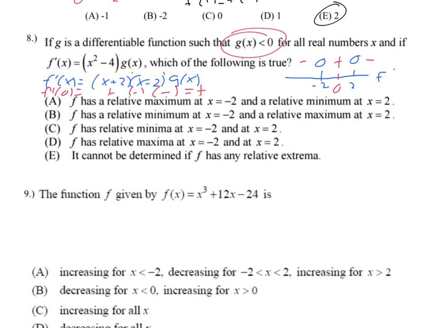Now reading the questions, f has a relative maximum at -2. So that would mean that the derivative changes from positive to negative at -2. That's not true. It changes from negative to positive. So it has a relative minimum at -2. Yep. And a relative maximum at 2. Yep. Changes from positive to negative.